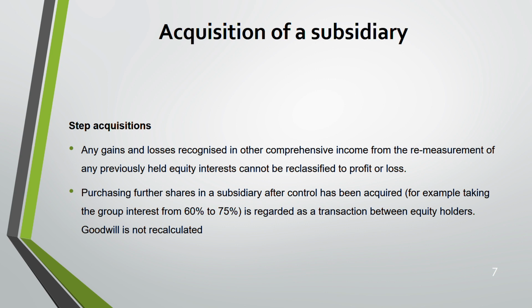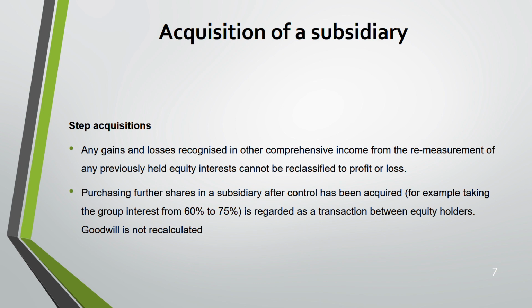Next, purchasing further shares in a subsidiary after control has been acquired. Let's say from 60 to 70. Okay. Even at 60, you have acquired the control. So even at 60, you are a subsidiary. Even if you're at 75, you are still a subsidiary. So in that condition, you do not recalculate the goodwill. Goodwill is only calculated once. When you first bought the 60%, goodwill was calculated that time. When you bought another 15%, goodwill is not recalculated again. You keep the original goodwill. Understand?